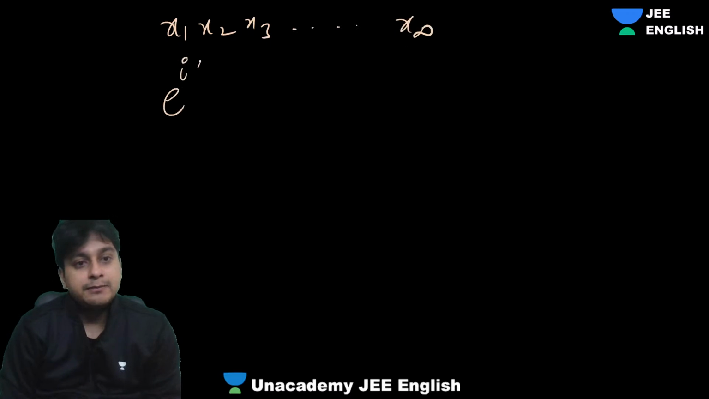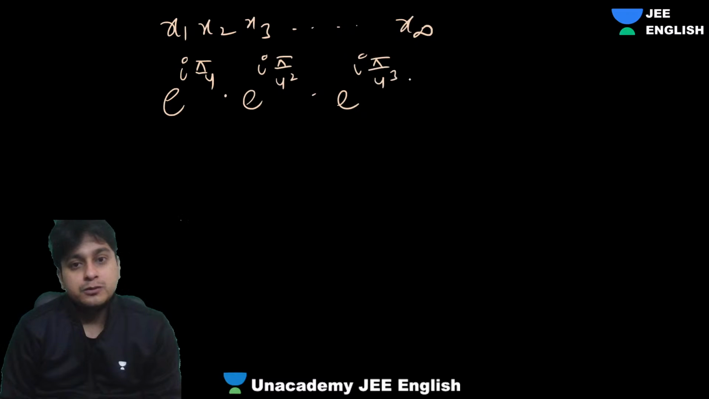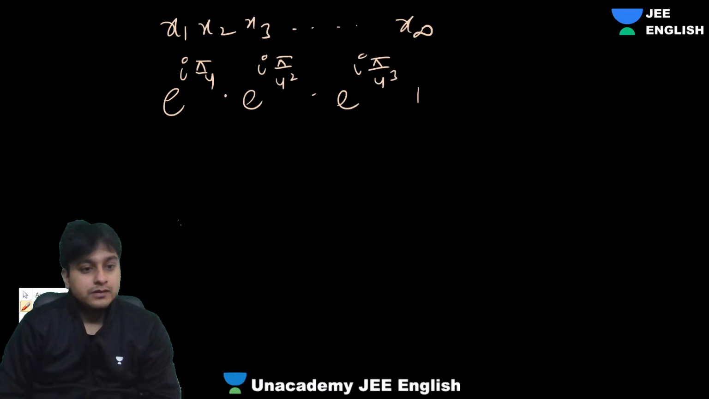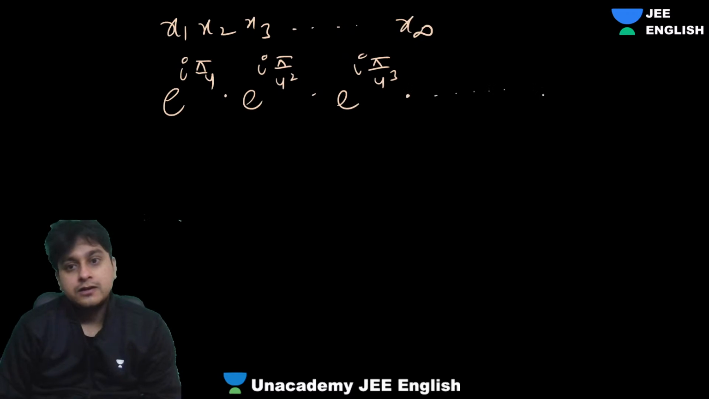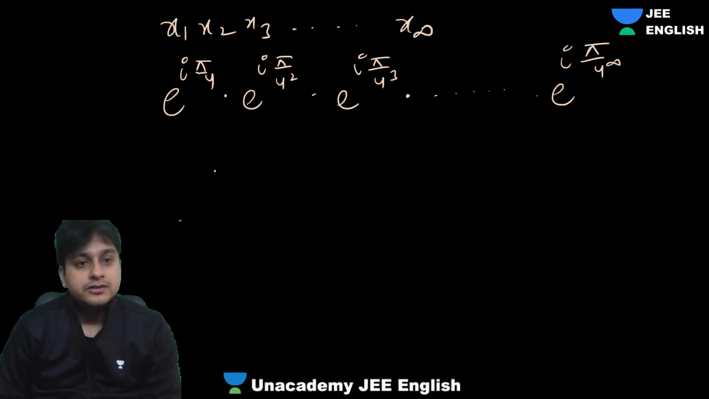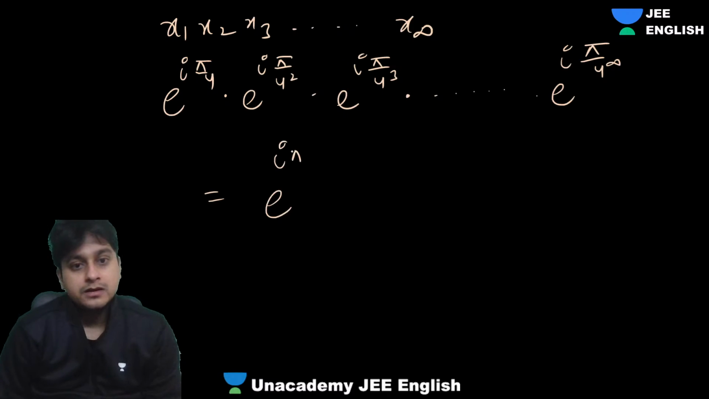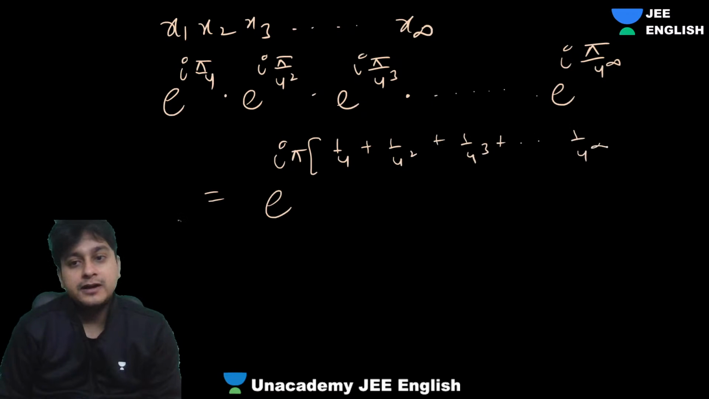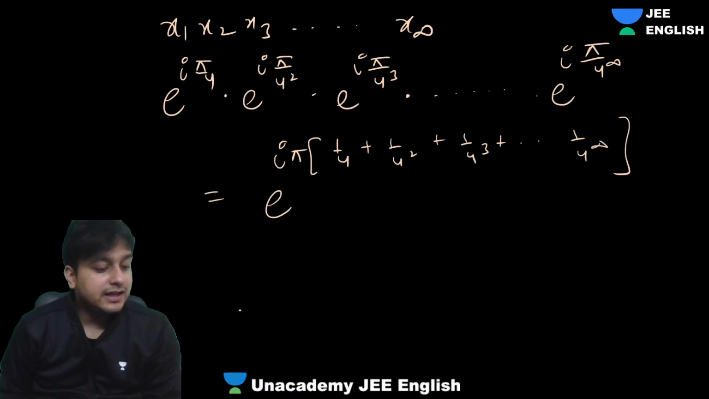Xn is e power i pi by 4 into e power i pi by 4 square into e power i pi by 4 cube and so on. That will be e power i pi by 4 power infinity. So that will be e power i pi times 1 by 4 plus 1 by 4 square plus 1 by 4 cube and so on till 1 by 4 power infinity. It's an infinite GP.